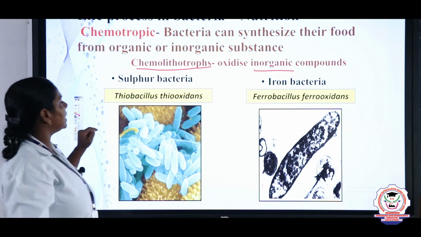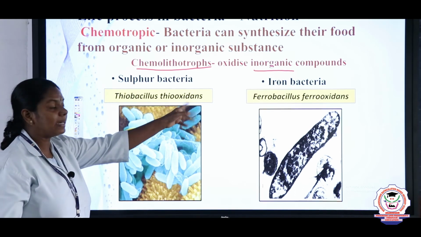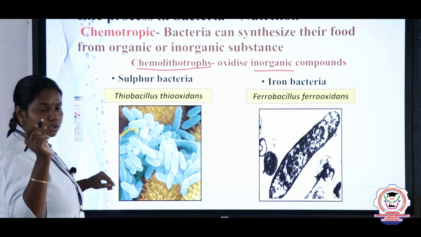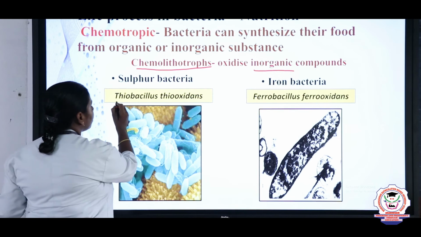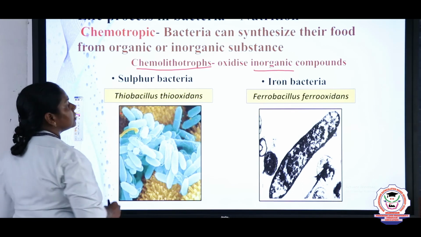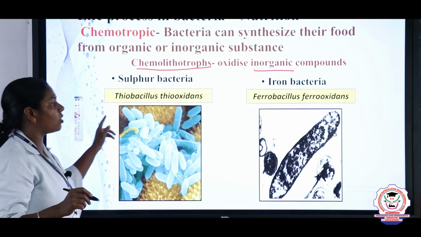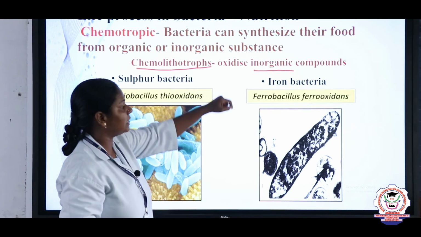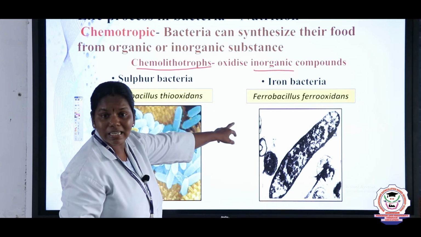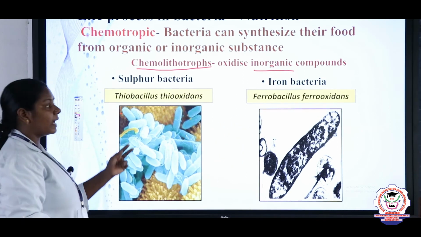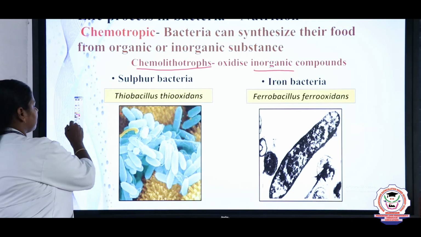The first examples are sulfur bacteria and iron bacteria. Sulfur bacteria, just write down the spelling correctly, children: Thiobacillus thiooxidans. Just note down the spelling. Thiobacillus thiooxidans, and iron bacteria Ferrobacillus ferrooxidans. Ferrobacillus ferrooxidans. And what are the next two examples?